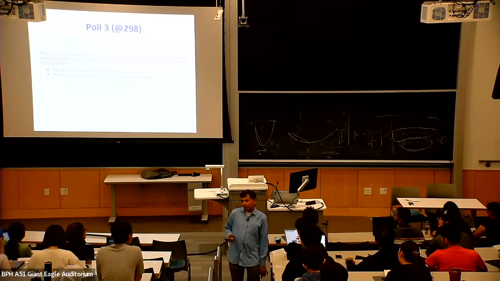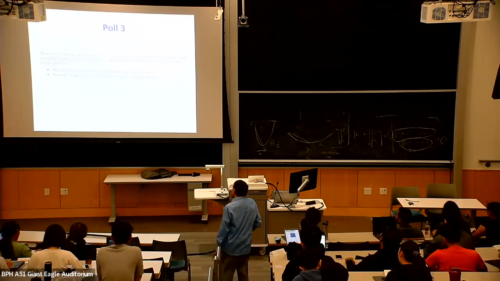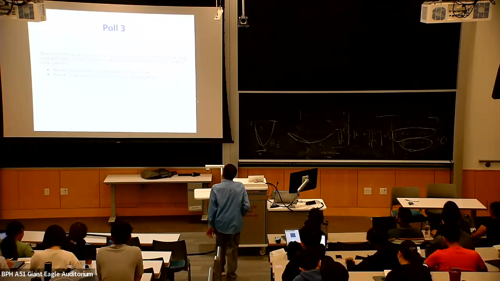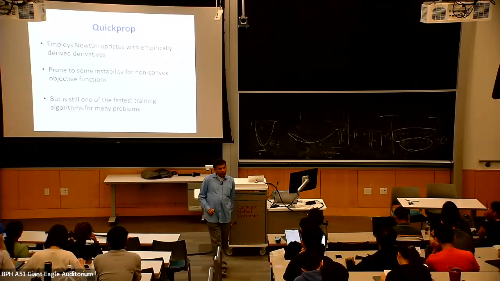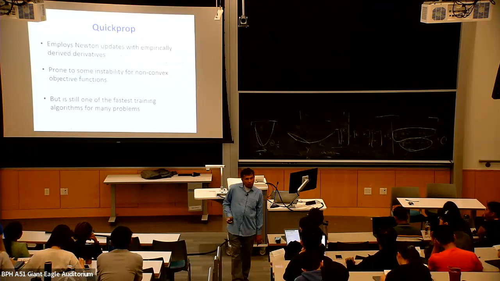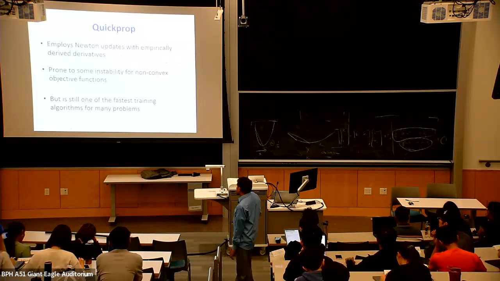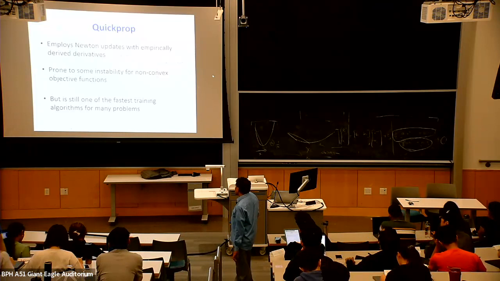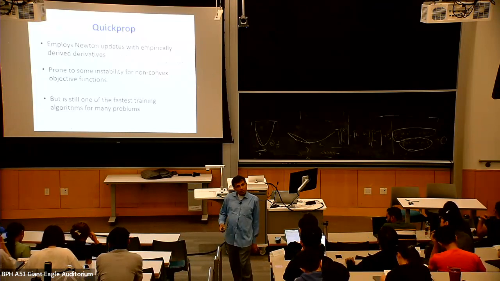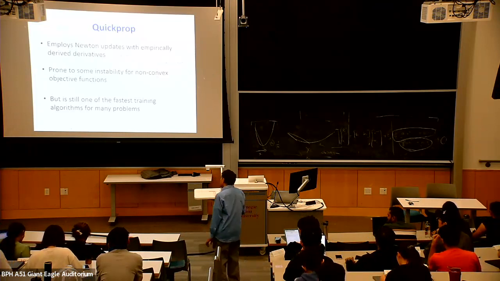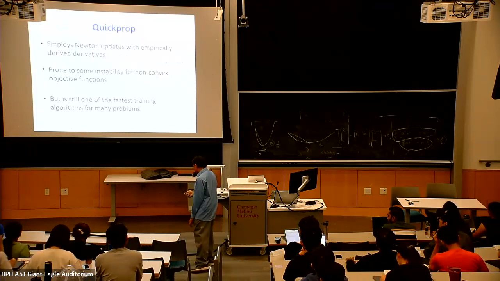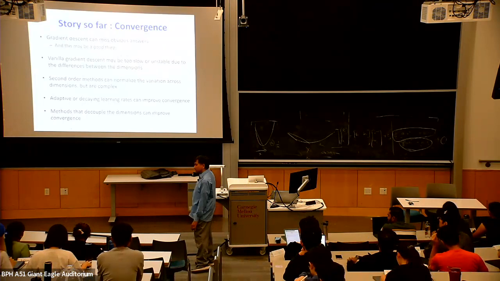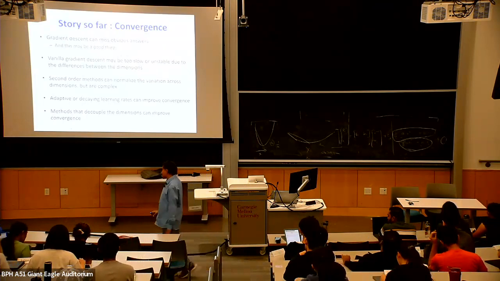So this was one way of dealing with things, right? Trying to make the steps on the individual directions independent of one another. There's a second technique called quickprop, which looks a lot like Newton's updates, and this actually uses estimates for second derivatives, and it works really nicely. One of the fastest training algorithms for many machine learning problems. I'm not going to go over the algorithm, but it's on the slides.